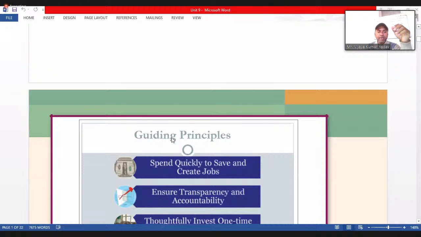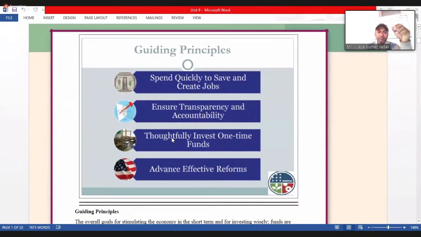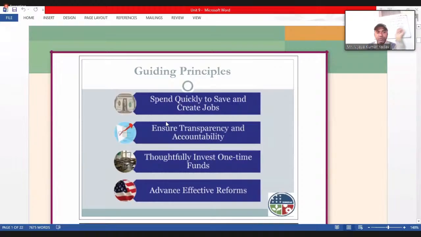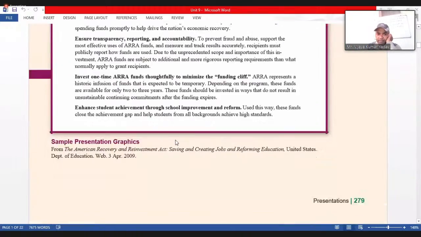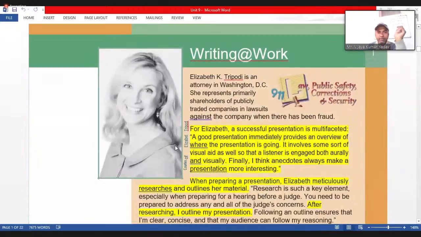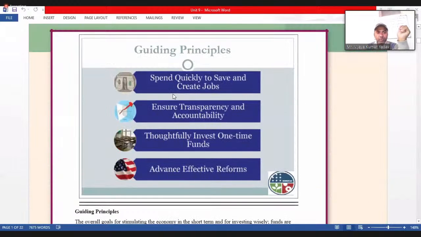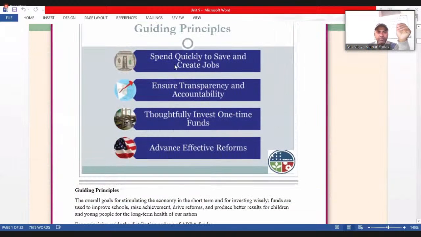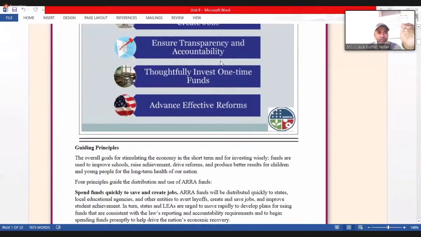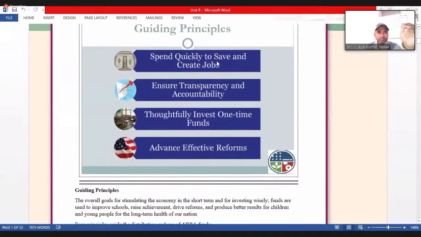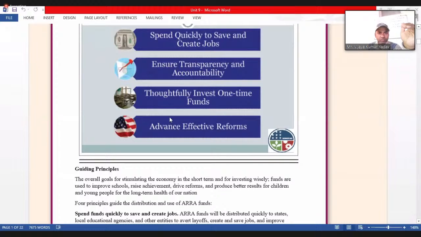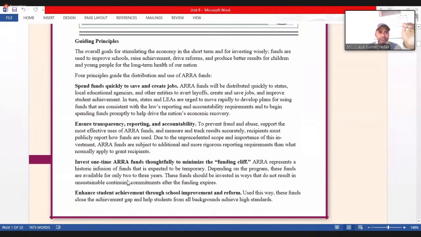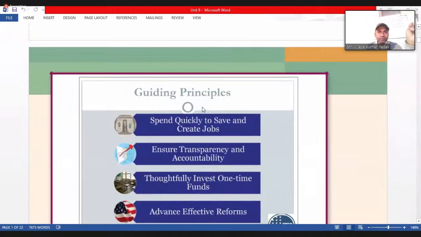Now here you have some guiding principles for having the presentation. See, the details are given here. We will discuss the details. Okay, so the first one is guiding principles. Spend quickly to save. Spend funds. So these points are given here. Let's see from here. Guiding principles. Okay, see here. Wait.